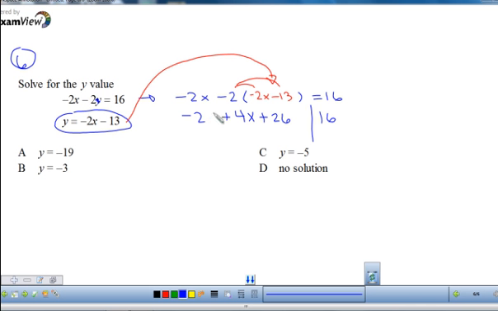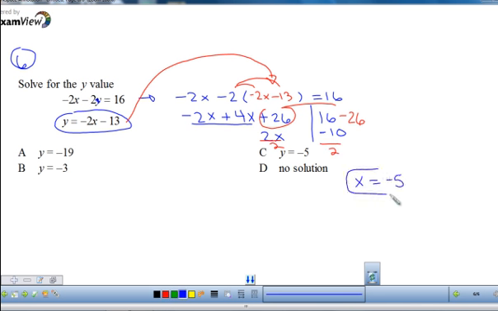Bring down my negative 2x. Combine like terms. And you can move the 26 as well. So that's going to be 2x equals negative 10. Divide by 2. So x is negative 5.